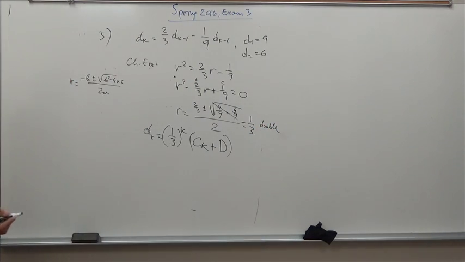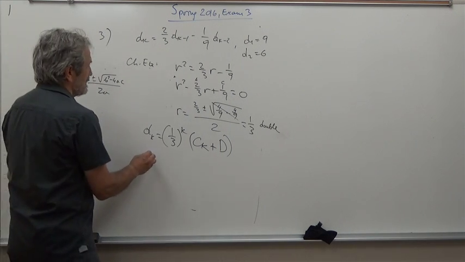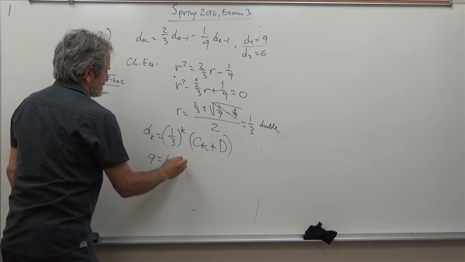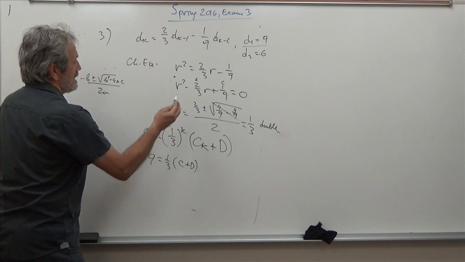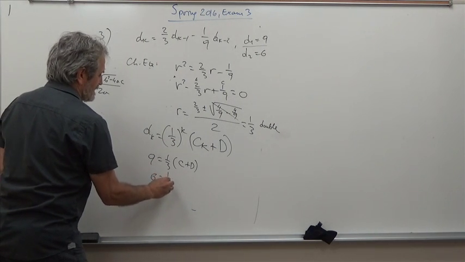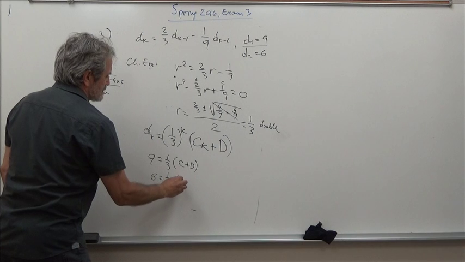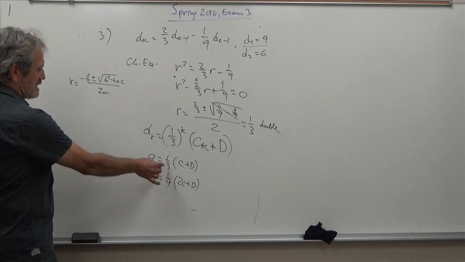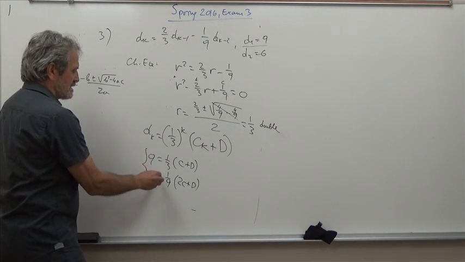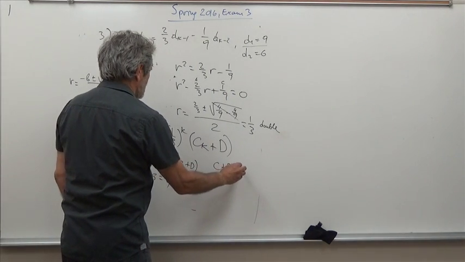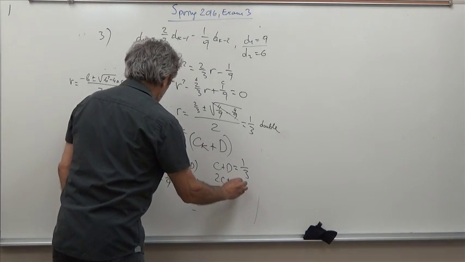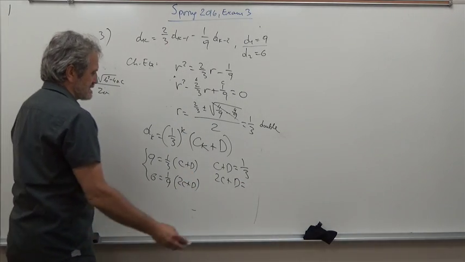And that's it. Now the only thing is to fix C and D according to the initial information. So we get D1, which is 9, equals 1/3 times C plus D. And then 6 is 1/9 times 2C plus D. The easiest way is just to get these numbers on the left and get a system. C plus D is 3/9, which is 1/3, and 2C plus D is 9/6.